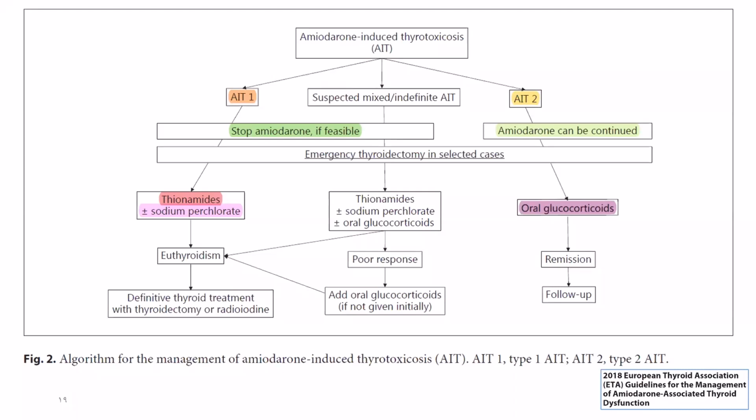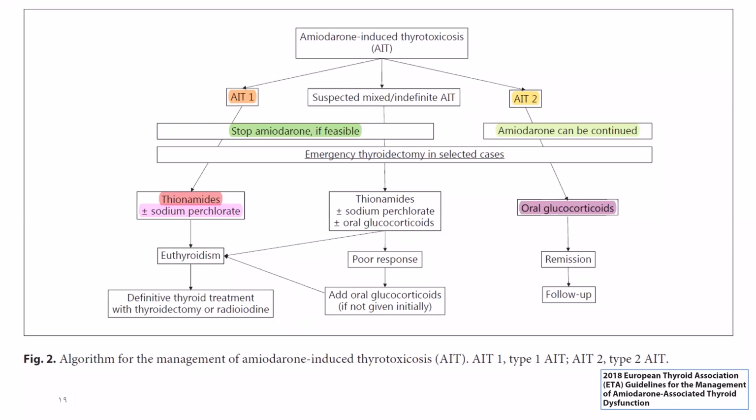After that, we will treat with carbimazole or methimazole plus or minus sodium perchlorate, and after rendering the patient euthyroid, we should go to definitive thyroid treatment by thyroidectomy or radioactive iodine. In type 2, amiodarone can be continued according to the guideline, and the patient is treated with oral glucocorticoid. Almost all of the patients will remit and just need follow-up.